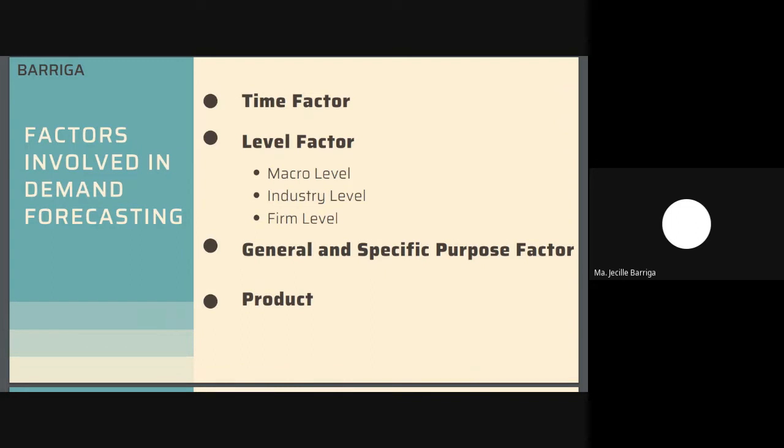Next, we have here the factors involved in demand forecasting. So the first one is the time factor. For the time factor, demand forecasting may be short-term or long-term. A short-term forecast may cover a period of 3 months, 6 months, or 1 year, but not exceeding 1 year, and long-term forecasting covers a period exceeding 5 years.